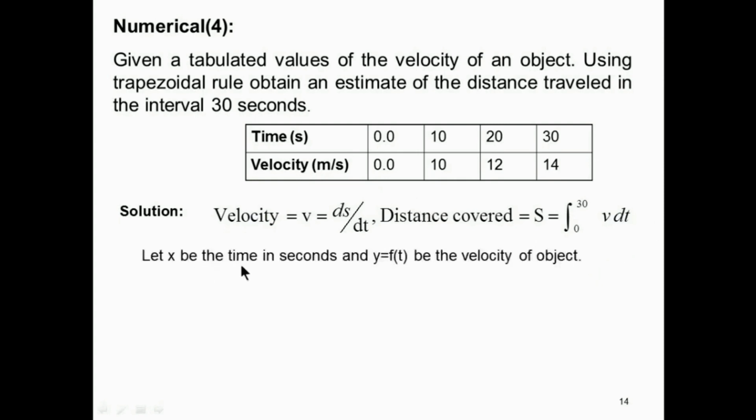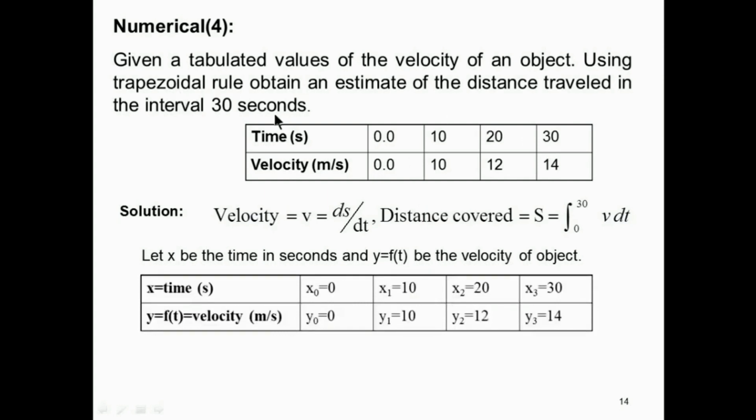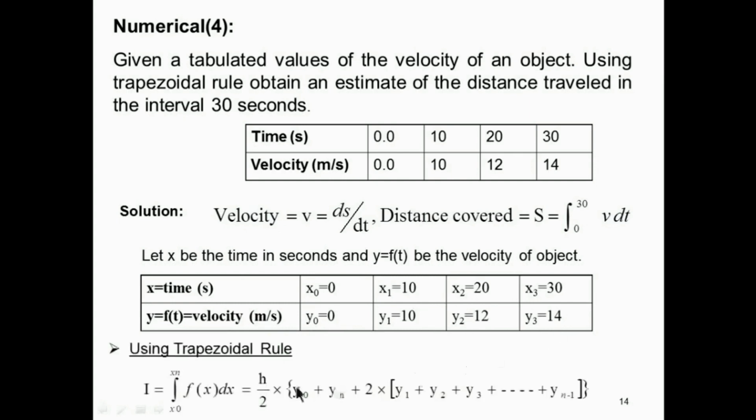Here let x be the time in seconds and y equal to f of t be the velocity of the object. So here the values of y and x are directly given to us, so we can use the trapezoidal rule. That is, x0 is 0, x1 is equal to 10, x2 is equal to 20, x3 is equal to 30, and the respective values of y, that is velocity, are given to us. If we put the values of y in this formula, then we will get the answer.